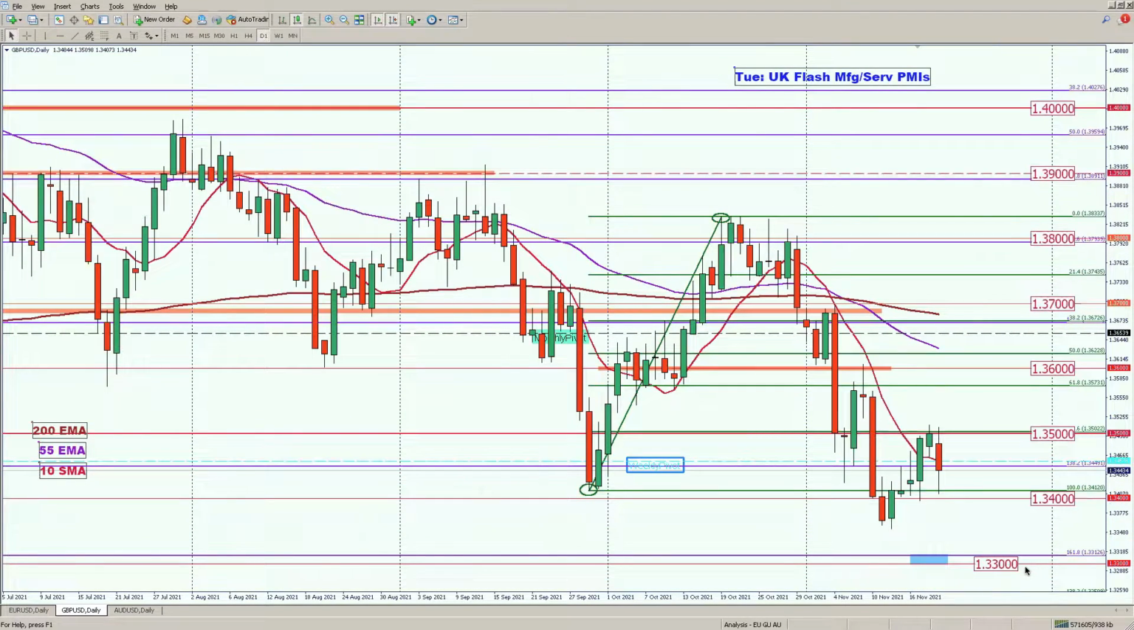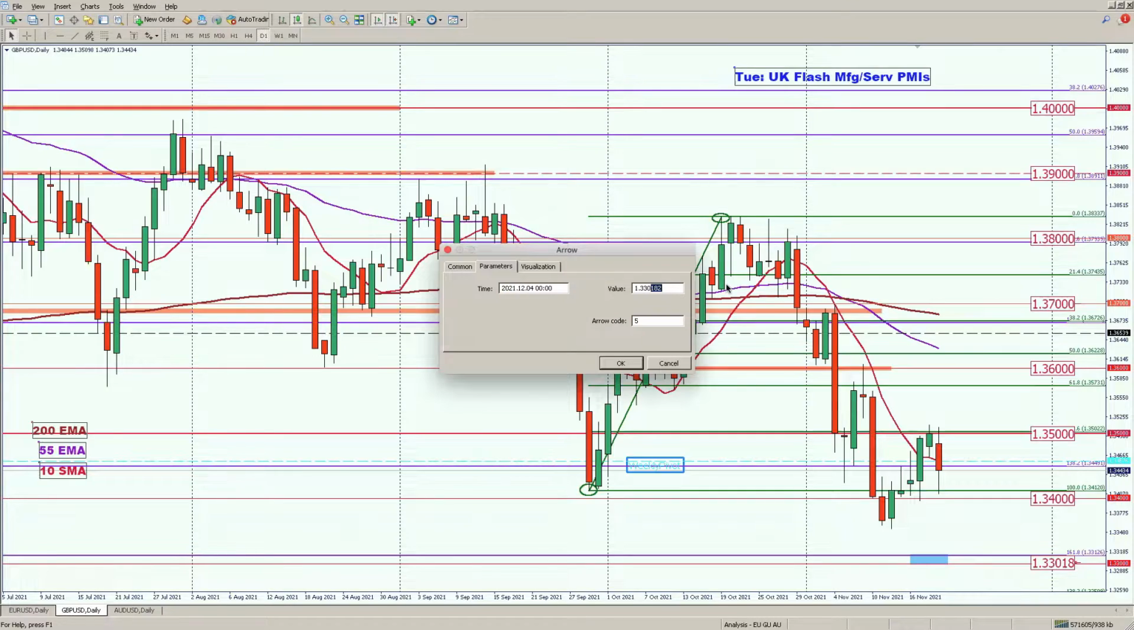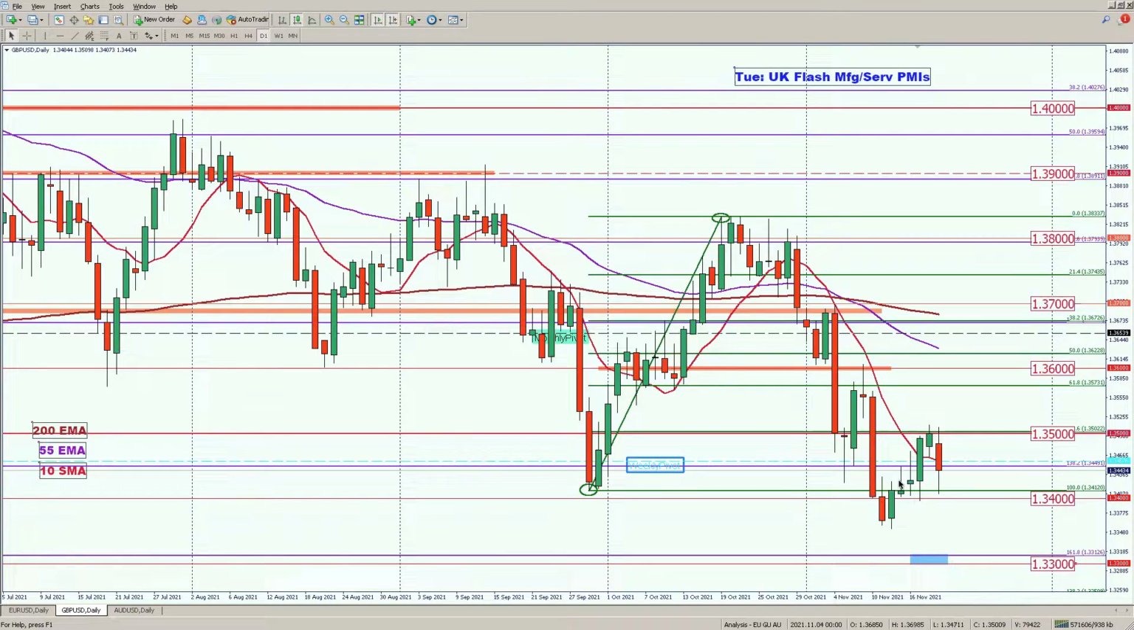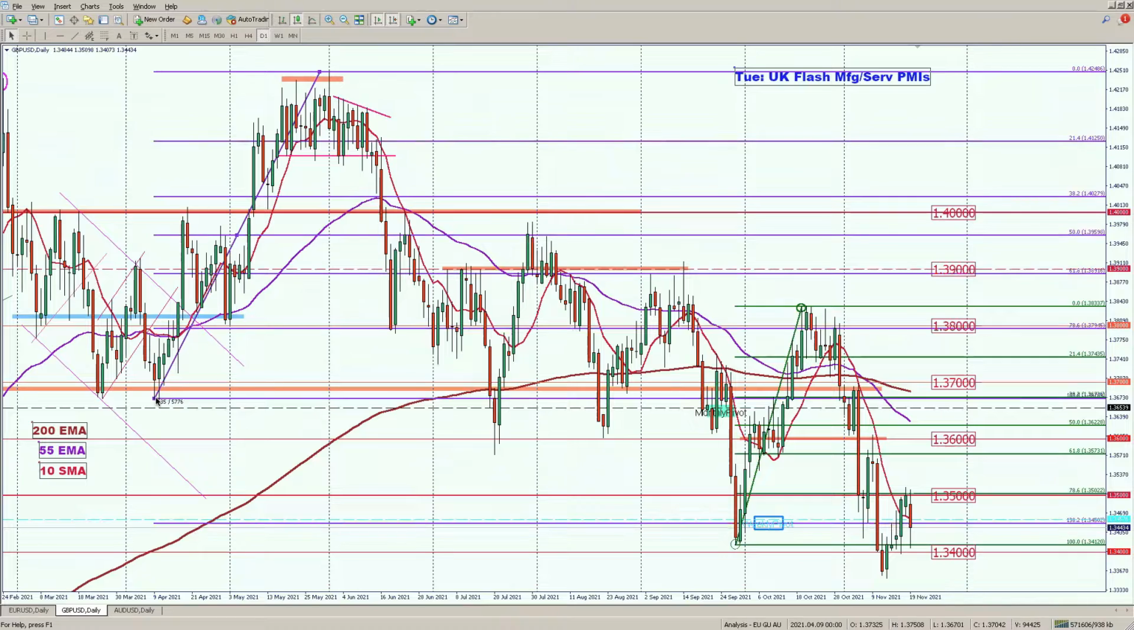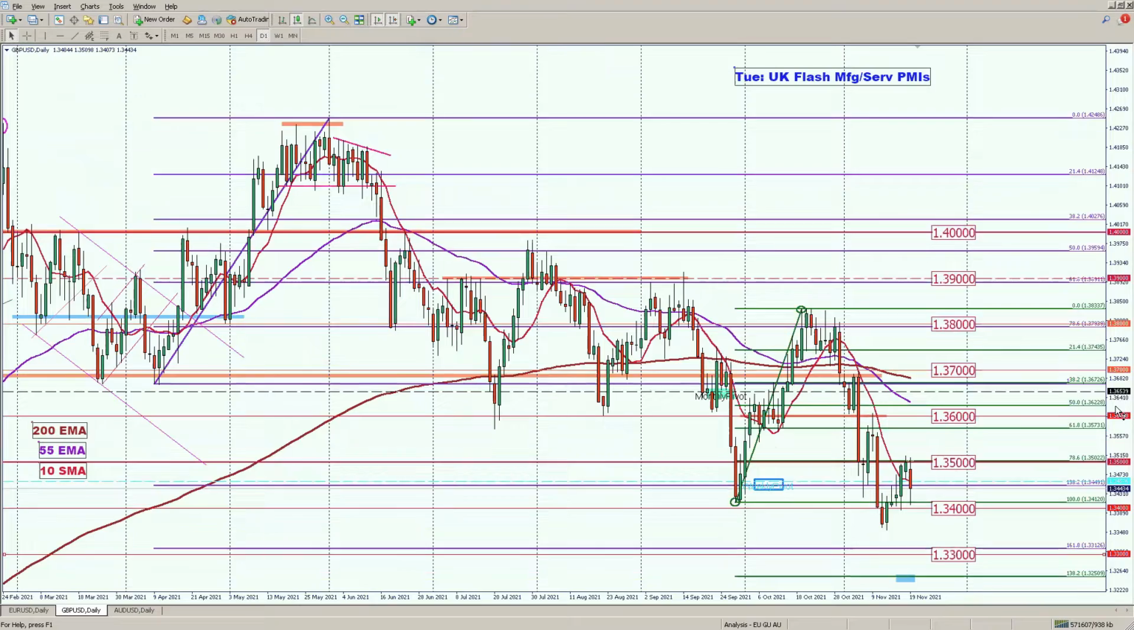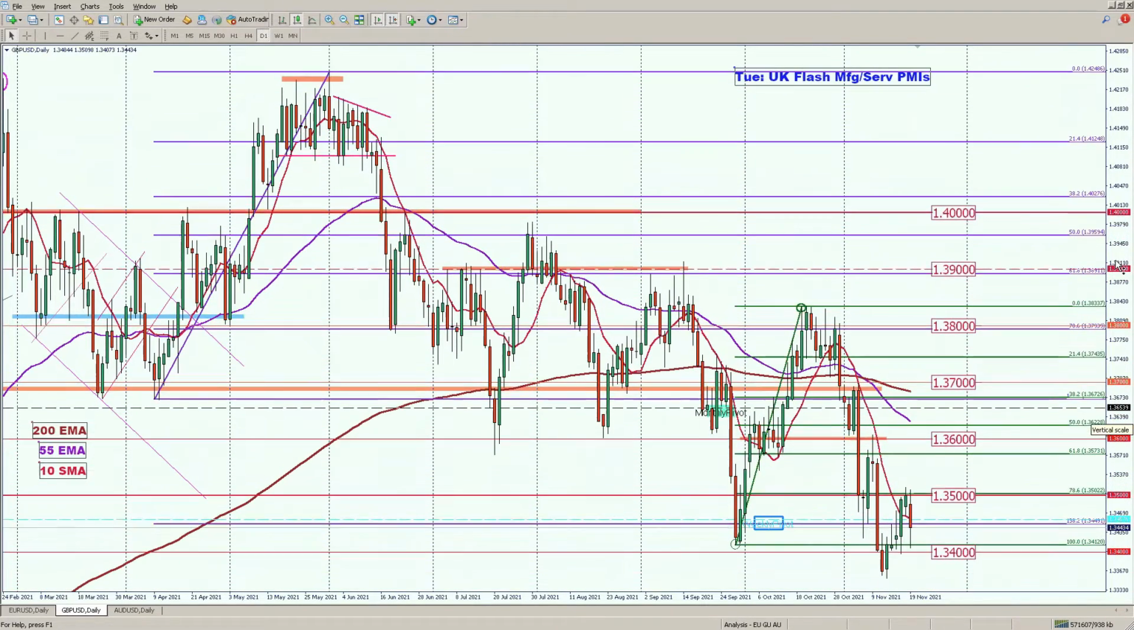And the next target zone, if it does turn bearish again, is down to the 133 level. That will be a key support zone along with the 162 fib, this reversal move.